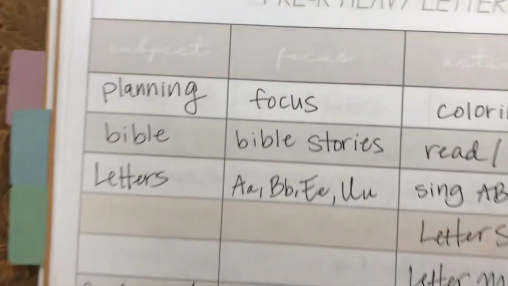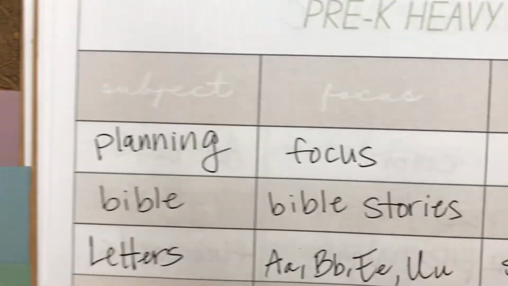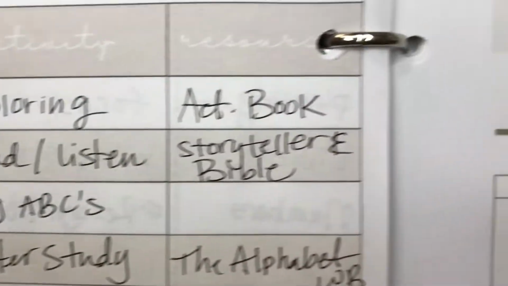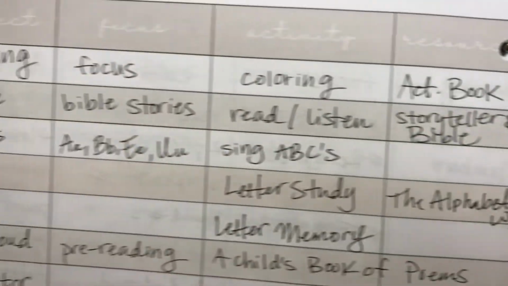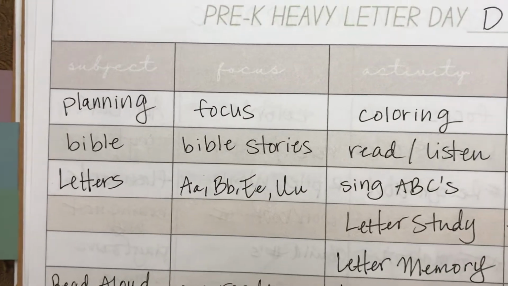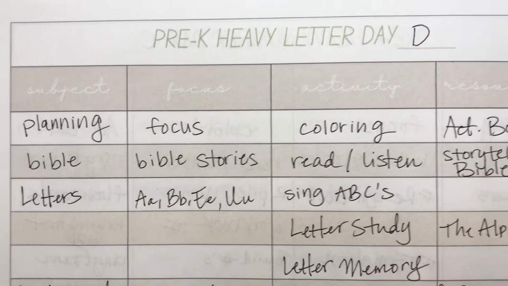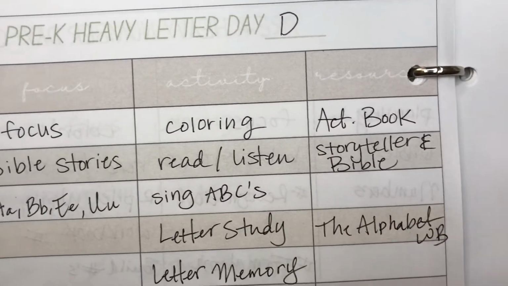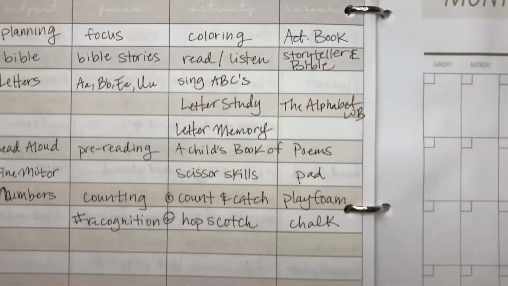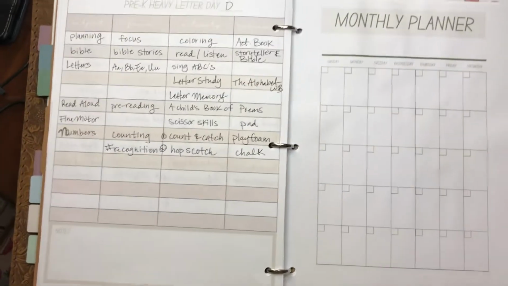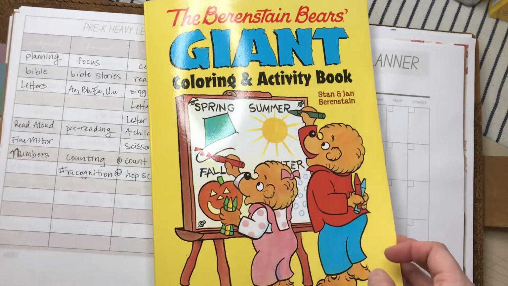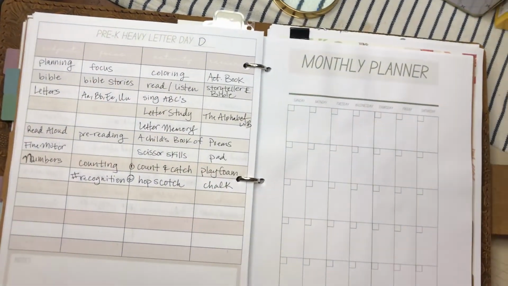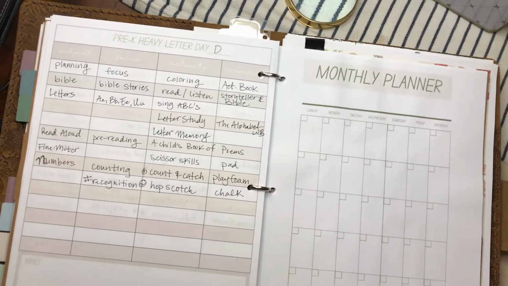So I go over the subject, the focus, the activity, and the resource, right? My first subject is planning. When I'm planning with his brothers, really I just want to train him to have focus through coloring, and I use our Berenstain Bear activity book. He colors stuff, and then he's done. I move on to our Bible time.